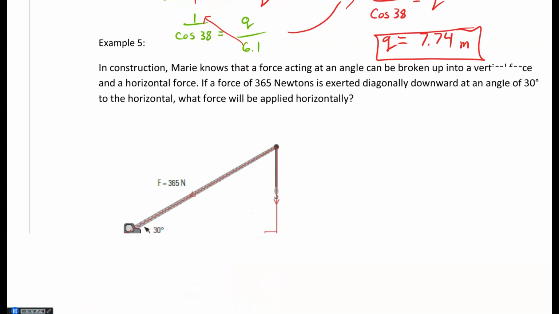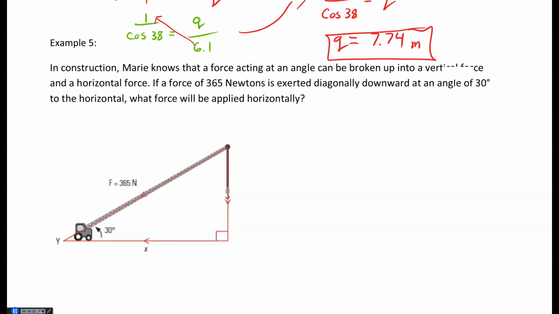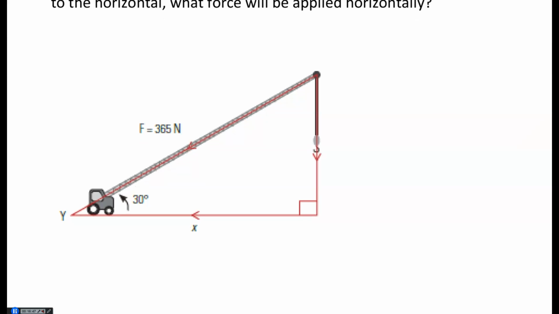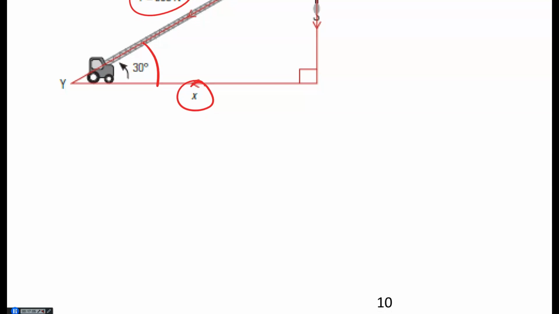For example 5, in construction, Mary knows that the force acting at an angle can be broken into a vertical force and a horizontal force. If a force of 365 newtons is exerted diagonally downward at an angle of 30 degrees to the horizontal, what force will be applied horizontally? So they've given us a diagram here to understand exactly what we're talking about. We're looking at 365 newtons of force this way, which is going across our hypotenuse. Then we have an angle at the bottom, which is 30 degrees, and we're trying to find out x. So we're essentially looking for the number of newtons that are going to be applied in that direction.